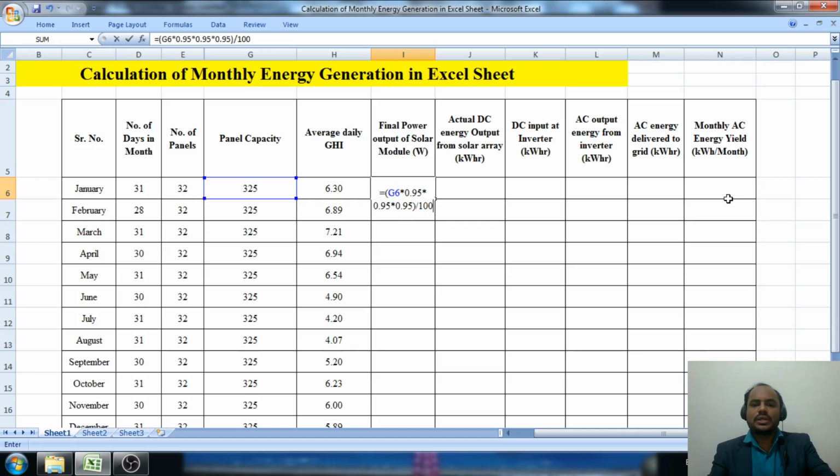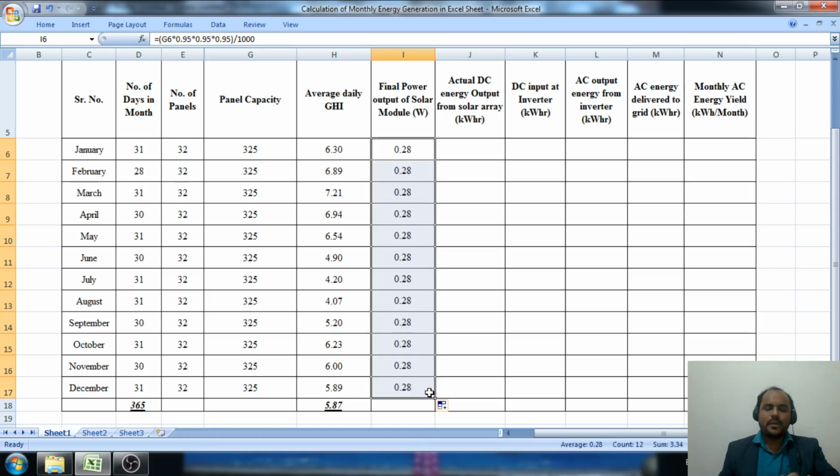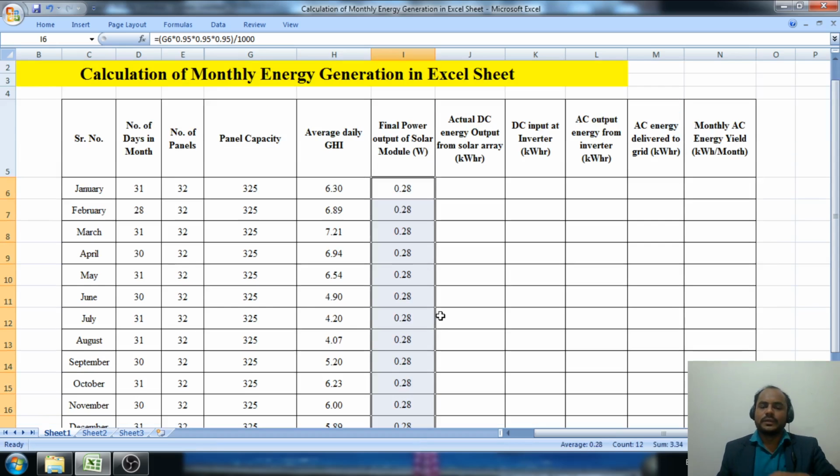Divided by 1000, we get the value in kilowatt peak. So we get 0.28 kilowatt. This is the final power output after considering the derating losses due to manufacturing tolerances, soiling losses and the temperature derating factor. Just copy this value across the row up to the December month.